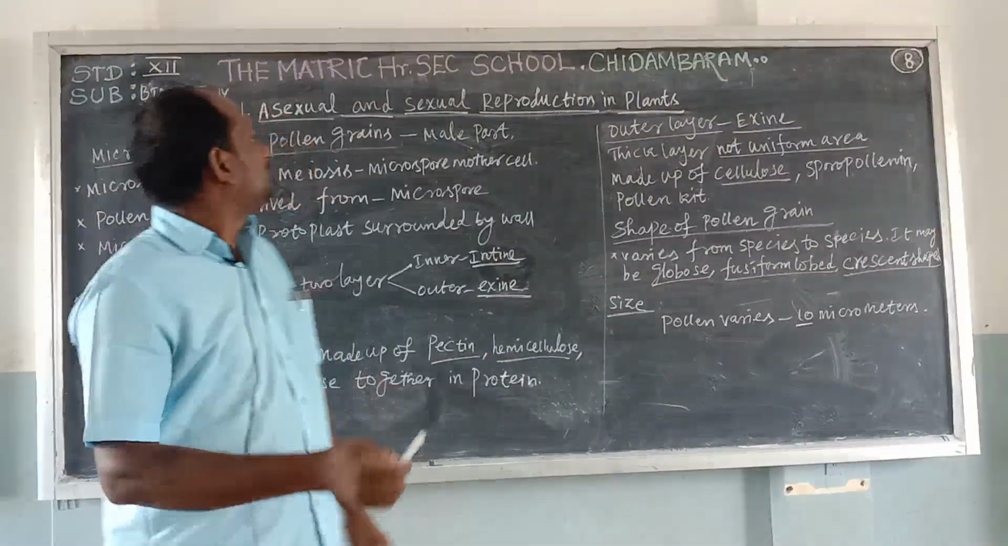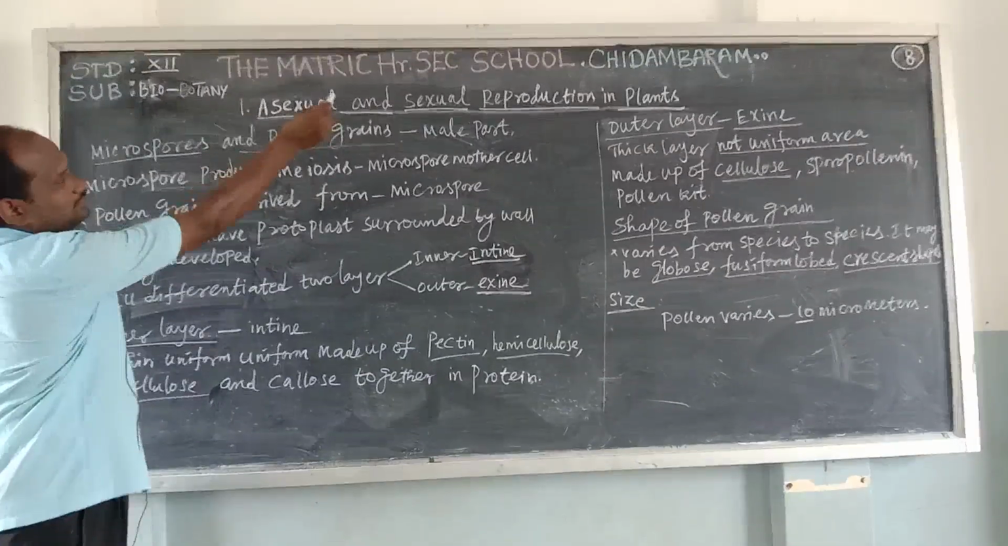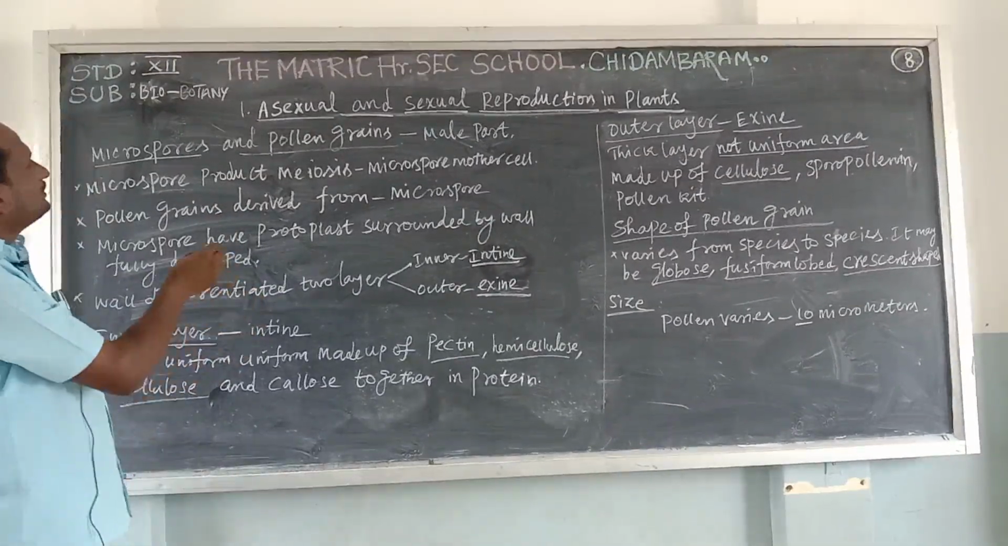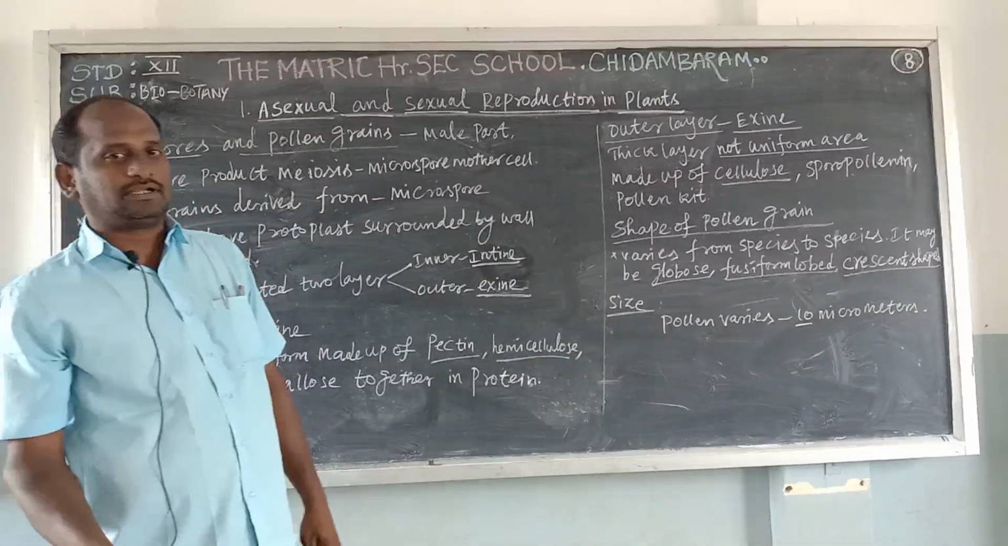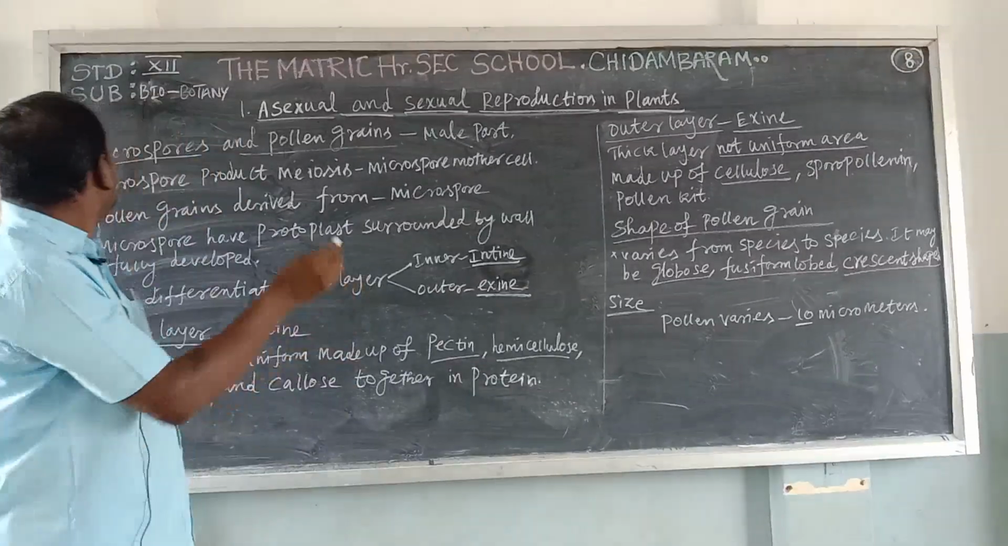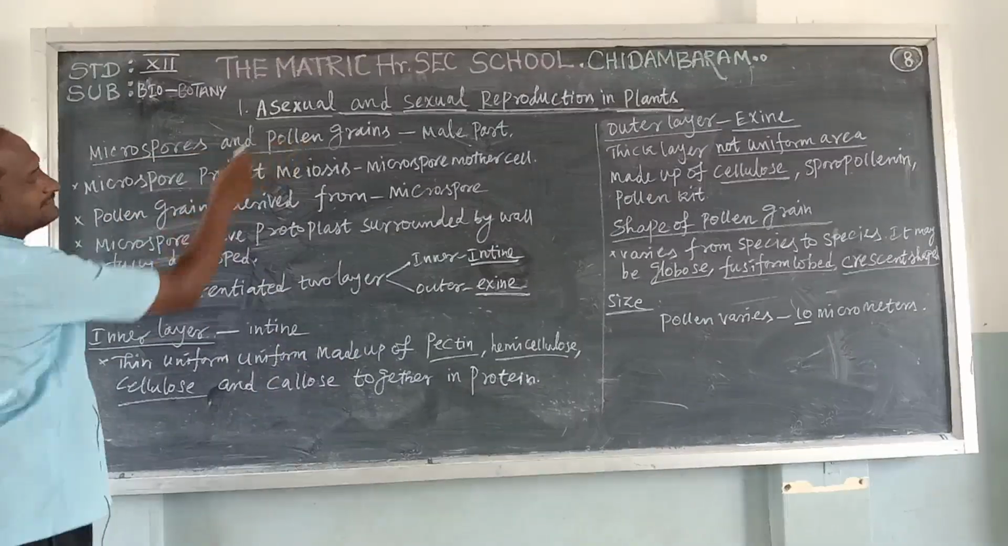The last class completed asexual and sexual reproduction in plants. The TS of the mature anther is completed. Today I will discuss the microspore and the pollen grains.